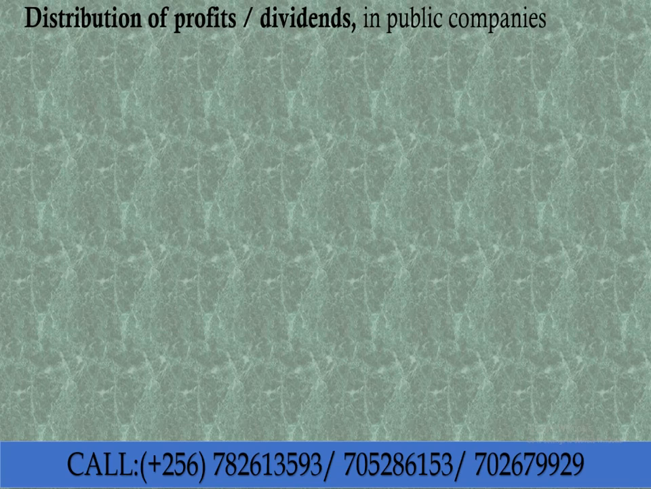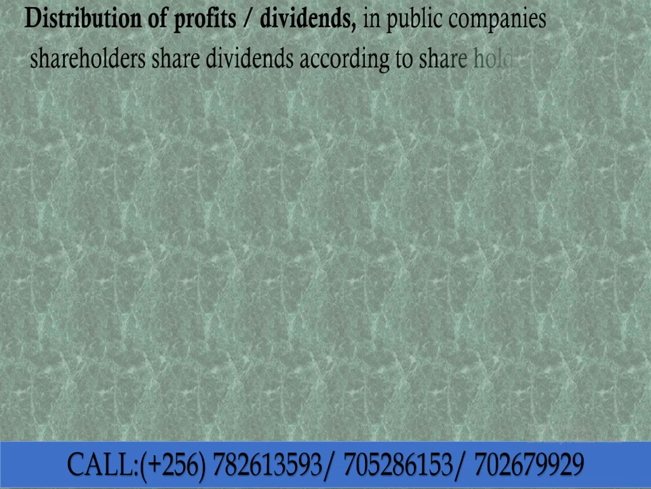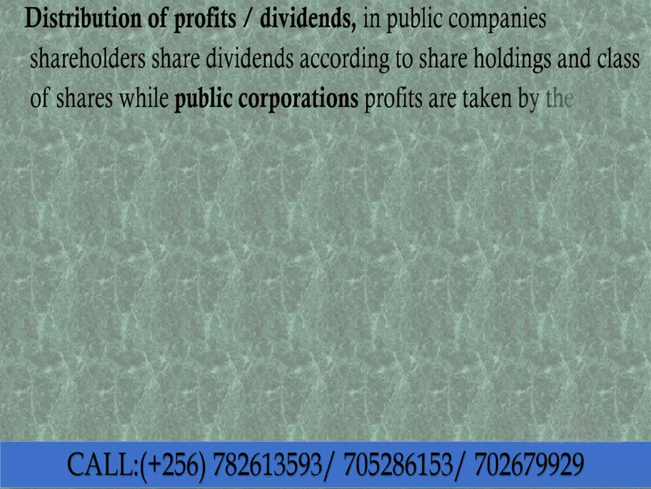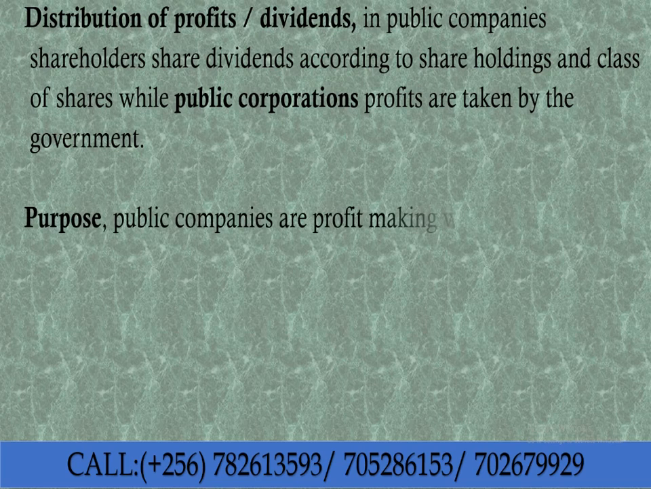Let's talk about distribution of profits or dividends. In public companies, profits are divided among shareholders at the end of the year as dividends, whereas in public corporations, all of us share. Whether you contributed anything or not, we all enjoy the fruits of the businesses under public corporations. Why? Because the profits are shared in the form of government providing essential services like hospitals and roads.